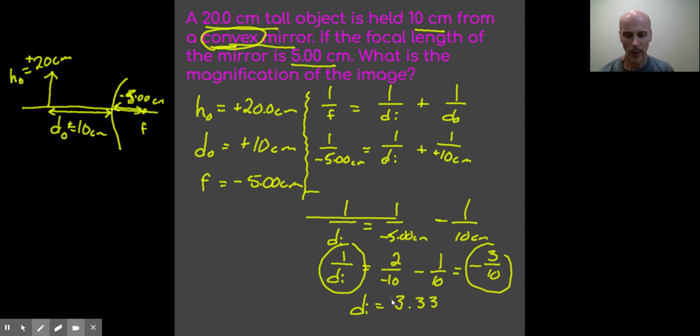3.33. Don't forget about the negative sign. But again, grab your calculator, go ahead and try it out, and you should get the same value, negative 3.33 centimeters. So that is my distance to the image, but not my answer yet.